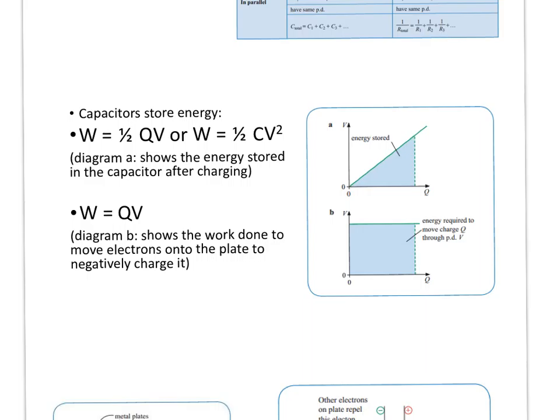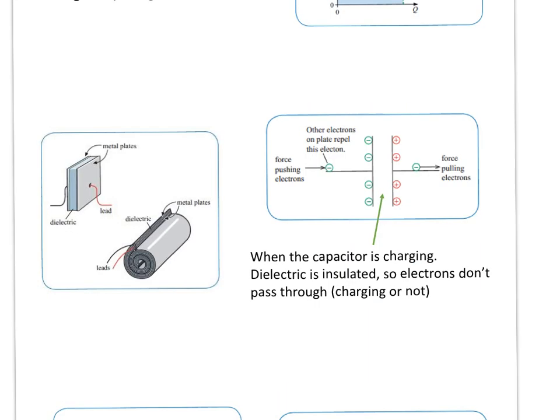The first diagram shows the energy stored in the capacitor after it's finished charging. And the equation for that energy is half times the charge times the PD, or half times the capacitance times the square of the PD. In the second diagram, it shows how much work is done to move the electrons onto the plate to negatively charge it. The equation for that work done is charge times PD.